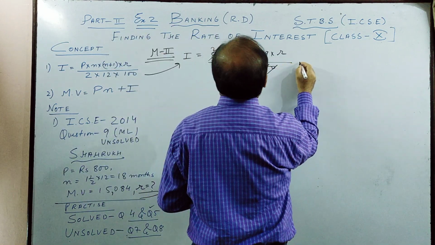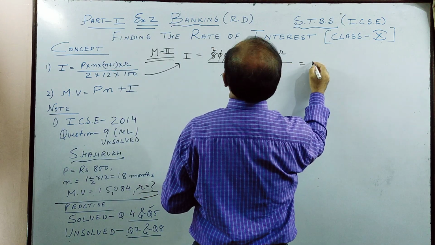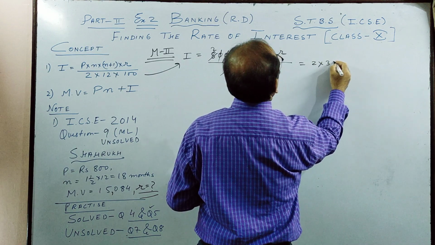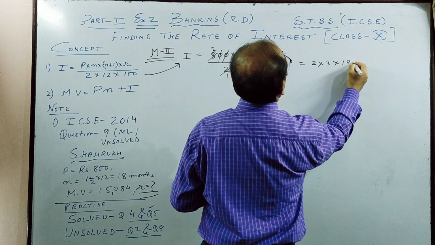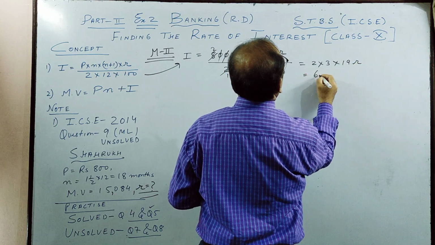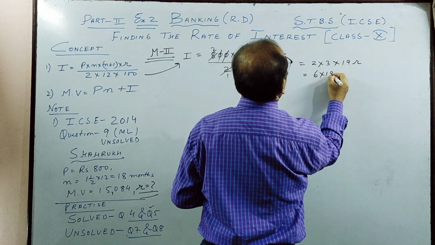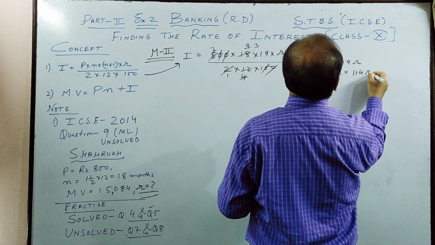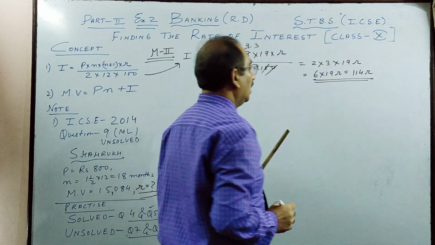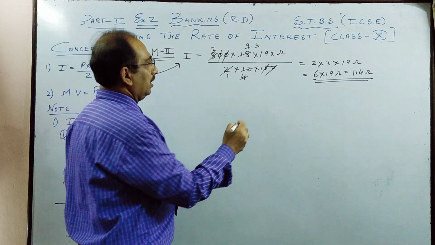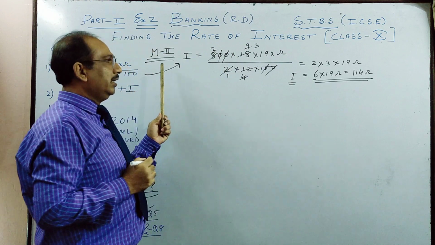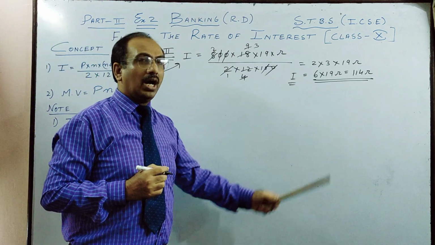So finally what we get, children? 2 into 3 into 19R. So you can write 6 into 19R, which is 114R. So here I get I. This is nothing but my I, interest in terms of R.